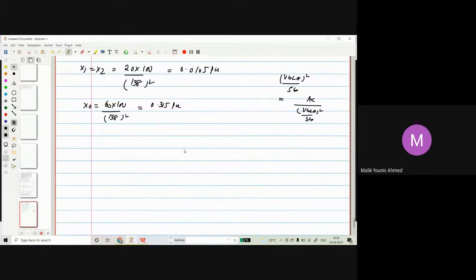So now we'll be drawing the zero sequence network. Have a look at the zero sequence network. Let's say this is your reference.